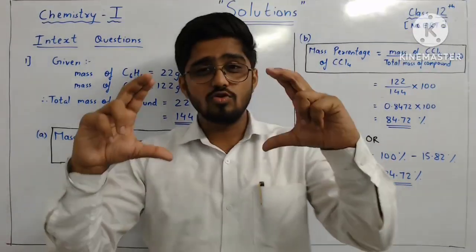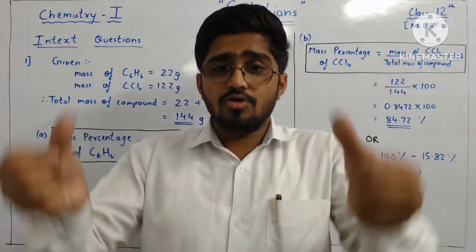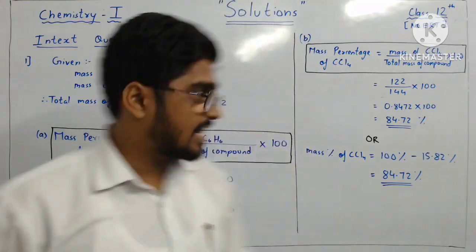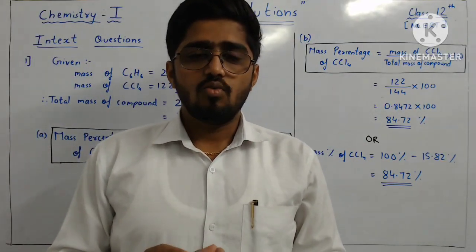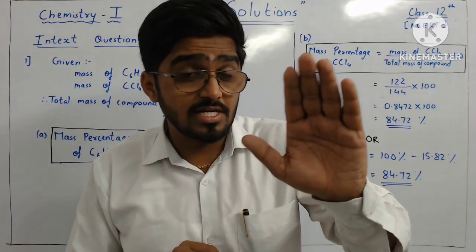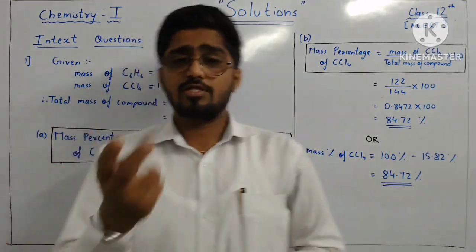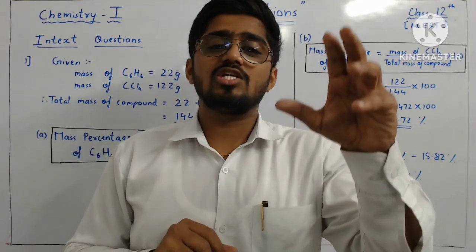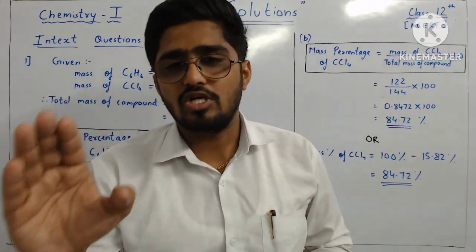You have two components, one is benzene and one is carbon tetrachloride. You are going to add both, and after adding, you will get a solution. So you need to find the mass percentage of benzene and the mass percentage of carbon tetrachloride. That means in the whole solution, which is made up of two things, how much is the percentage of benzene and how much is the percentage of carbon tetrachloride.